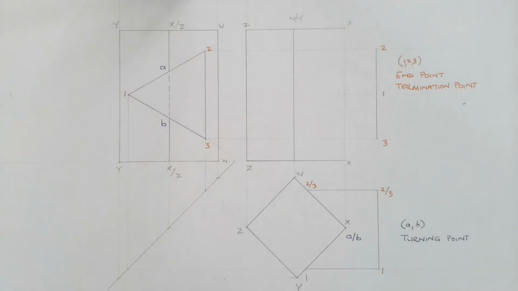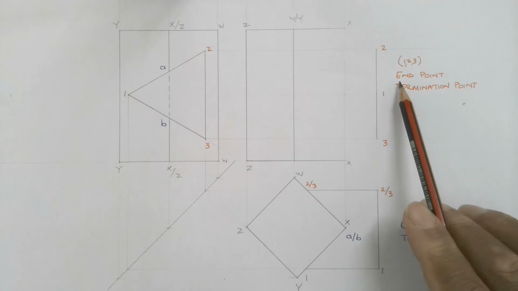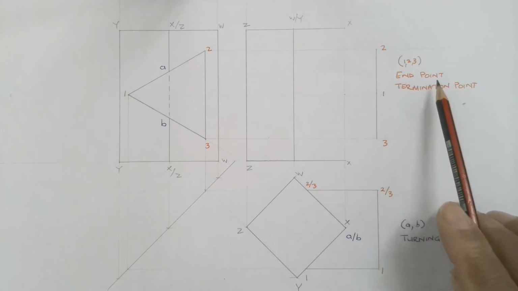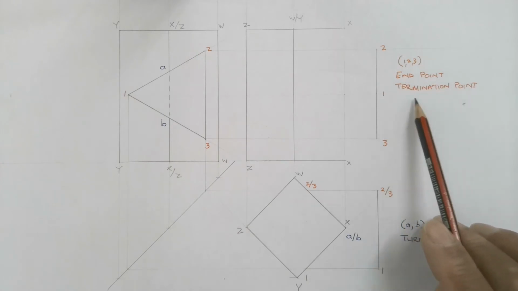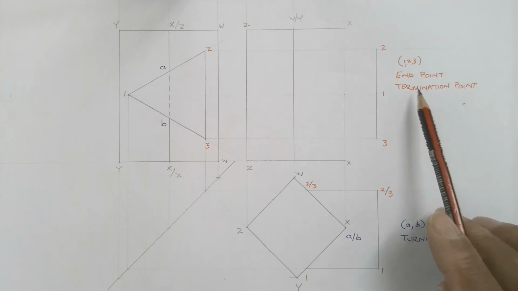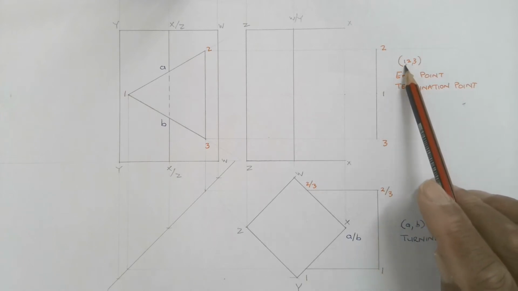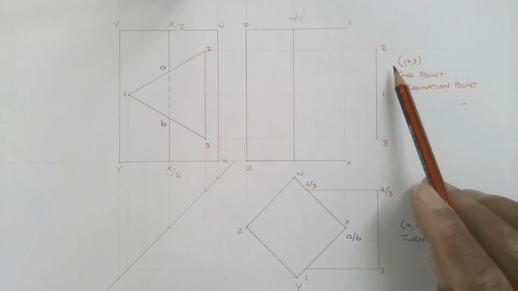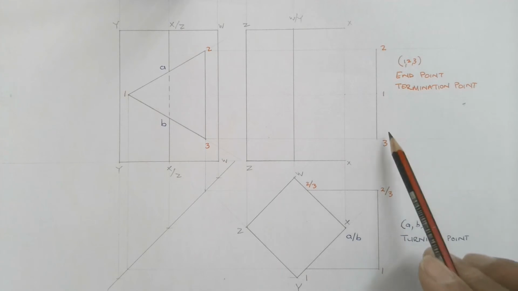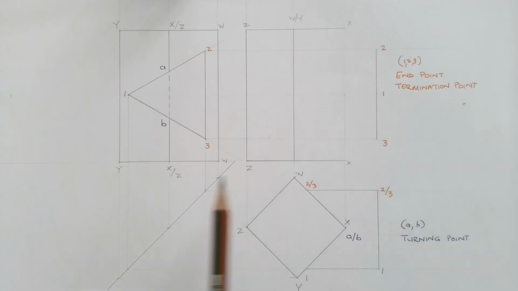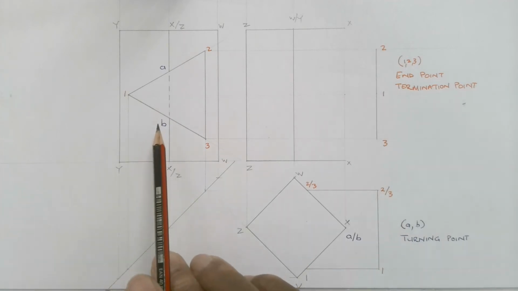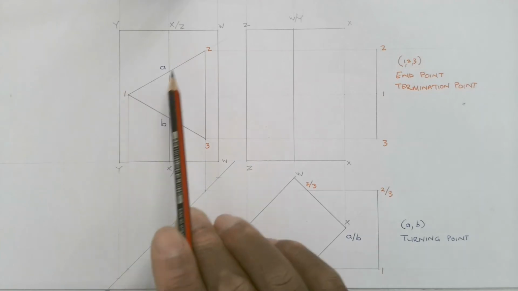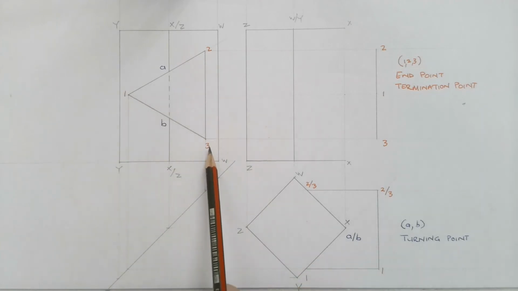Okay, therefore, what are these points called? Number 1, we have what we call an end point, or if you like, is also known as termination point. These points, we see it as when we have 1, 2, or 3. Let us look at the front view. I've got 2 there, I've got 1 here, I've got 3 here. Let us look at the right view. Number 1, number 2, and number 3.